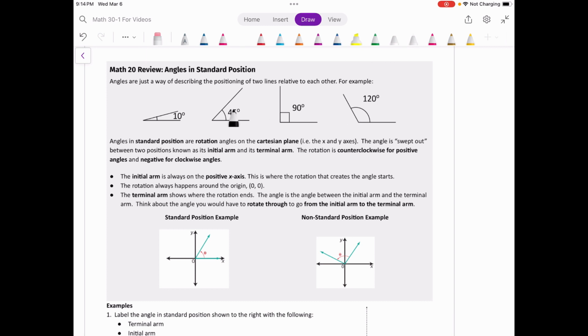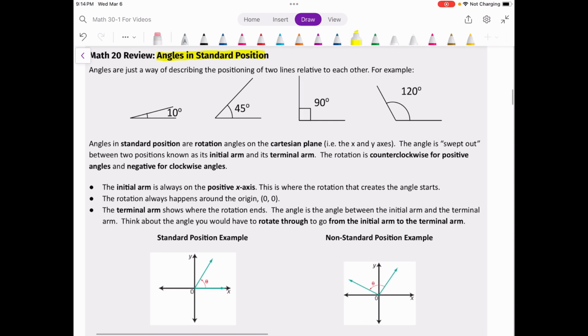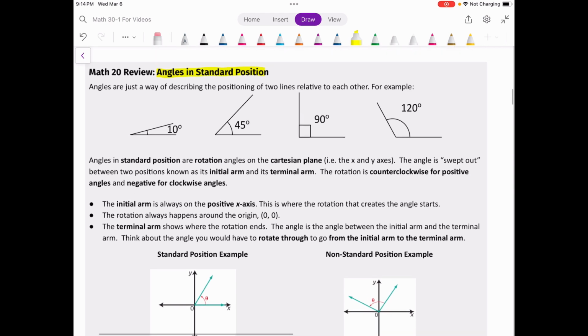So like I said, we'll start out with a little review here of Math 20, the trigonometry we did back then. Specifically, we're going to start out with angles in standard position and what that means, okay? So before we talk about that, let's just remind ourselves of really what is an angle. If we really boil it down, an angle is just a way of describing the positioning of two lines relative to each other, right? At the end of the day, that's what an angle's about, okay? Or two positions relative to each other, typically lines.